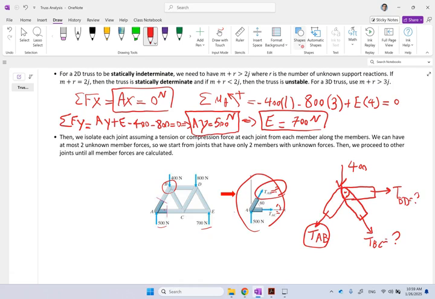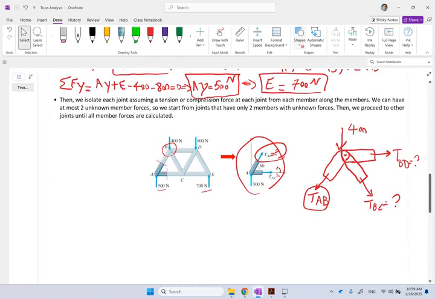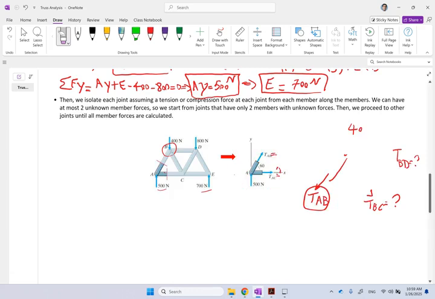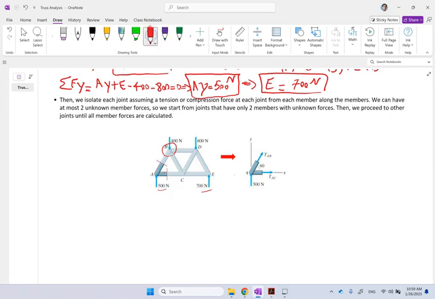Okay, so here we start with joint A and we go after joint A. So what do we have at joint A? We have two equations and two unknowns. These tensions are both unknown.